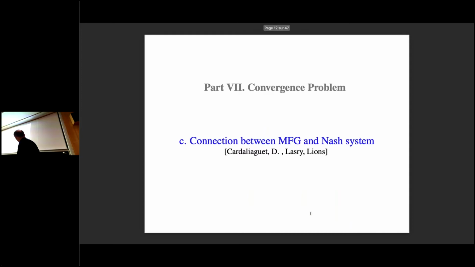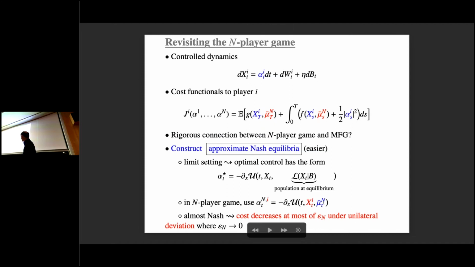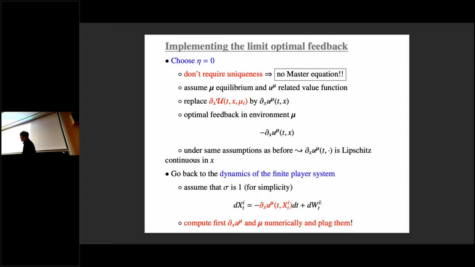Just a small question. What if we replace mu by mu n? Do we still have a quasi-equilibrium? I think you mean here? Yes, and in the next. Yes, here. If you take mu n instead. Yes. So for those of you who are online, the question is what happens if I try to replace mu here by mu n?